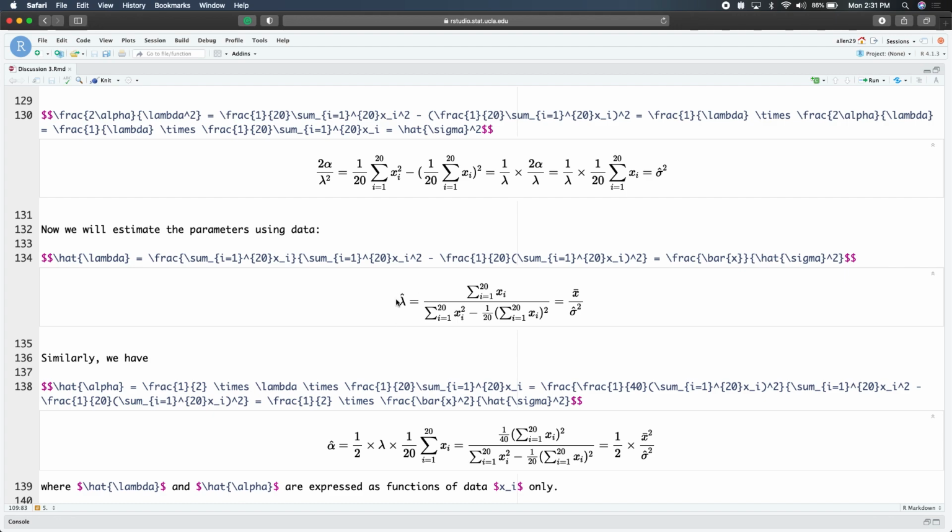As you can see, the parameters lambda and alpha of the PDF can be estimated if you observe the data. If you observe the 20 xi, you should be able to calculate everything on the right-hand side, and then further estimate the parameters of the distribution. This is using the method of moments. I think in the future there will be some other ways to estimate the parameters. Any questions or comments?